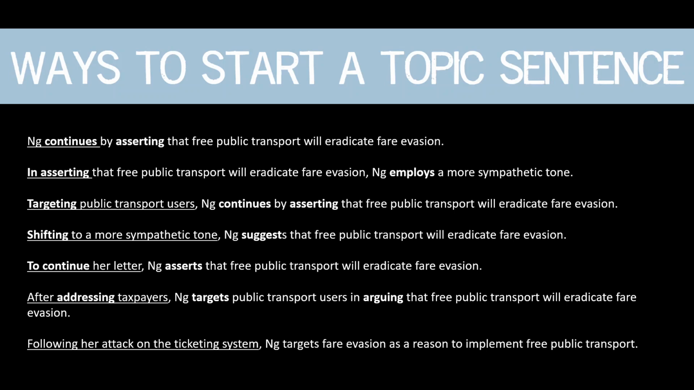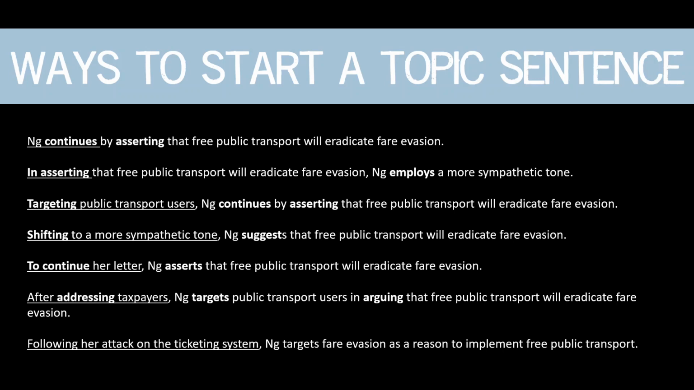The second, in asserting, starts with the argument as the first section, and then the shift in tone comes second. The third one, targeting public transport users, immediately begins with addressing the audience, or perhaps even a shift in the audience. And the fourth one addresses the tone shift, and you'll notice that it's very similar to the second one. We've just switched the clauses within the sentence.